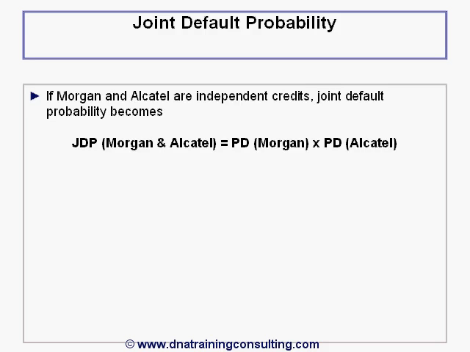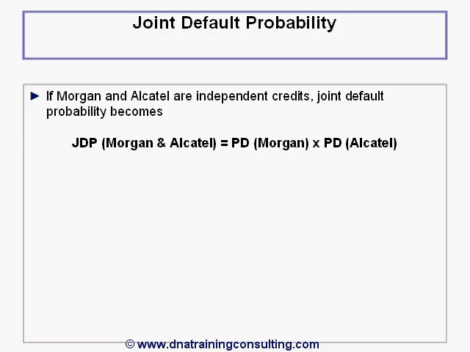If we make the assumption that Alcatel and JP Morgan are pretty much independent credits, i.e. that they are not very likely to go into bankruptcy at the same time, the joint default probability for these two entities becomes simply the multiplication of the individual default probabilities, as you can see here, which means that we can calculate the CLN's default probability given only the individual default probabilities of the issuer and of the reference entity.